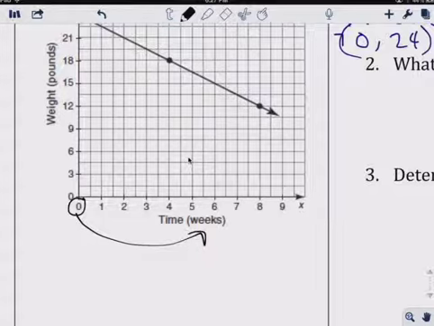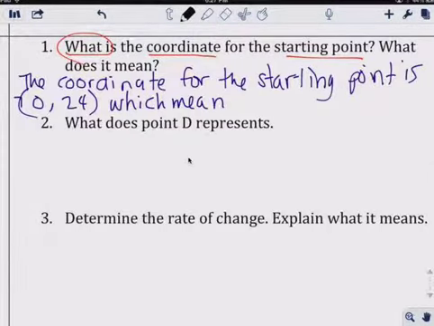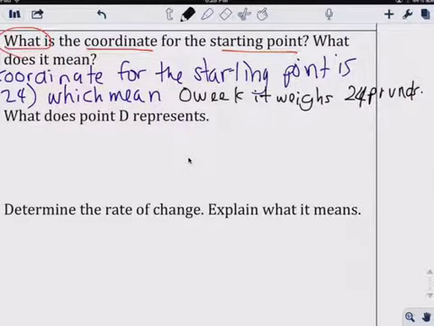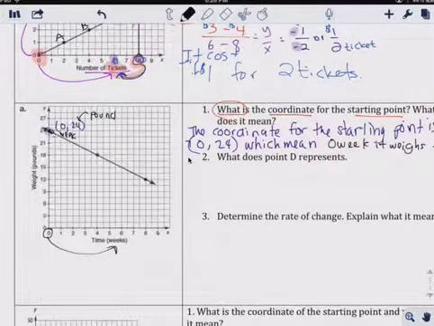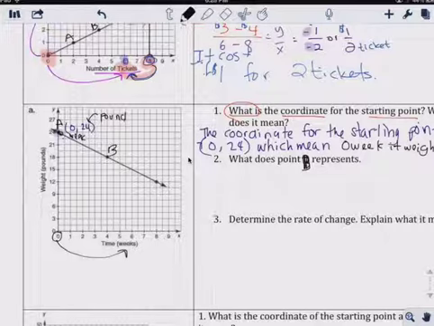zero weeks, 24, zero is the week, 24 is the pounds. It weighed 24 pounds. Means 0 weeks, 24 pounds. Oh, I meant to put B here instead of D, so sorry for all of you who are confused. So this is A, this is B. Here's point B.